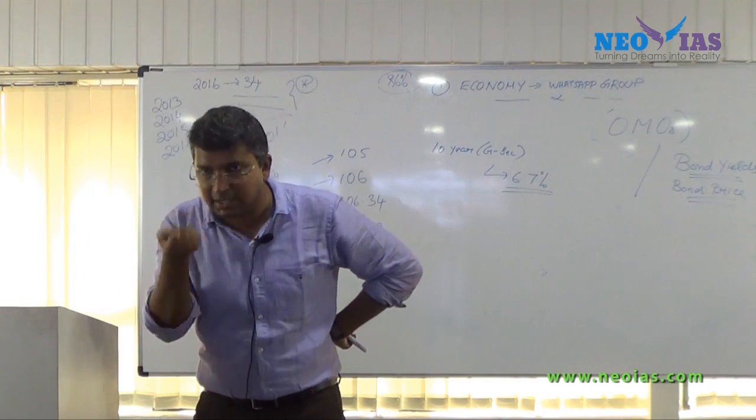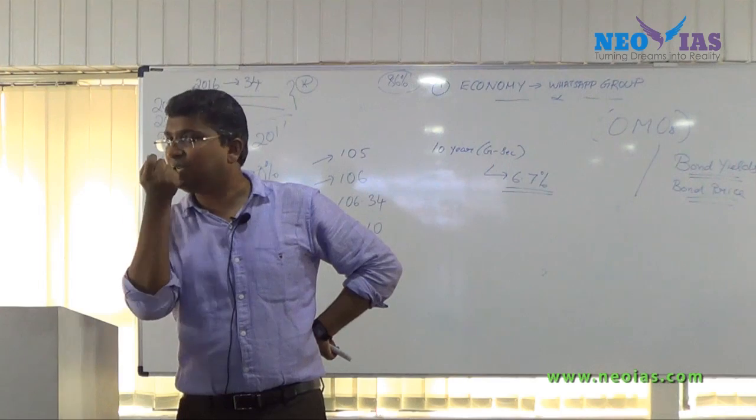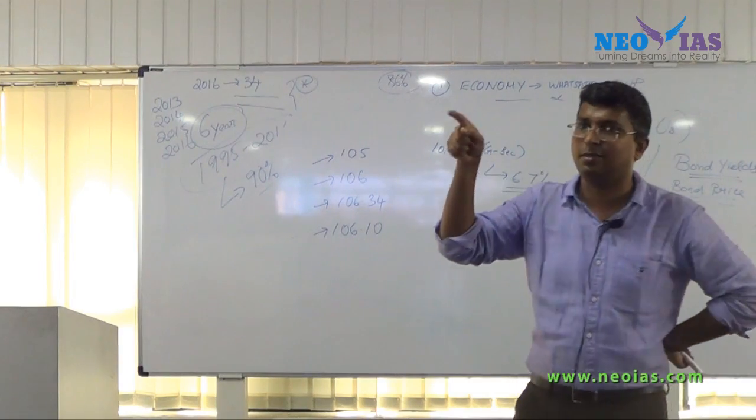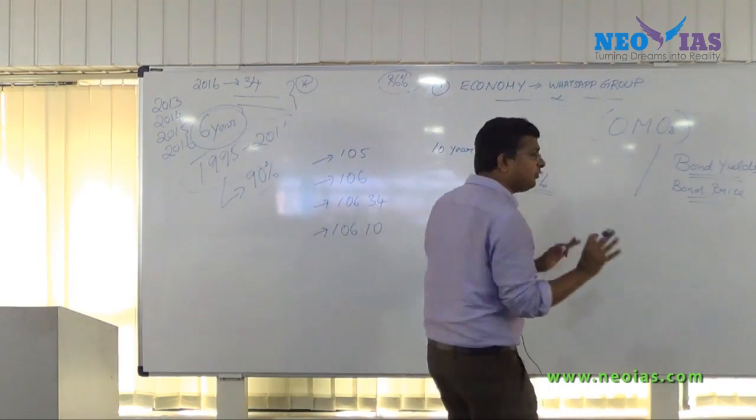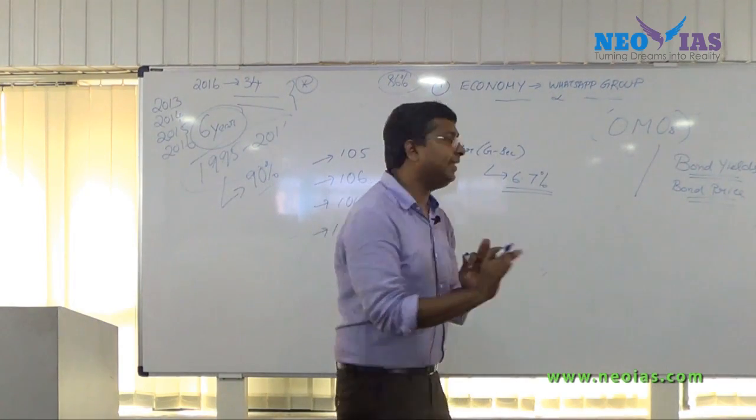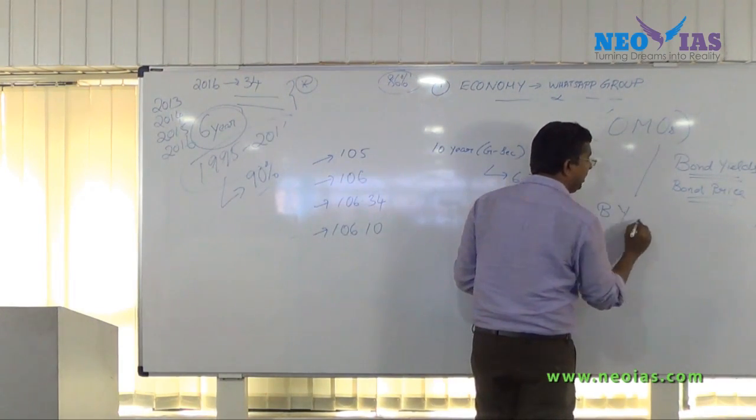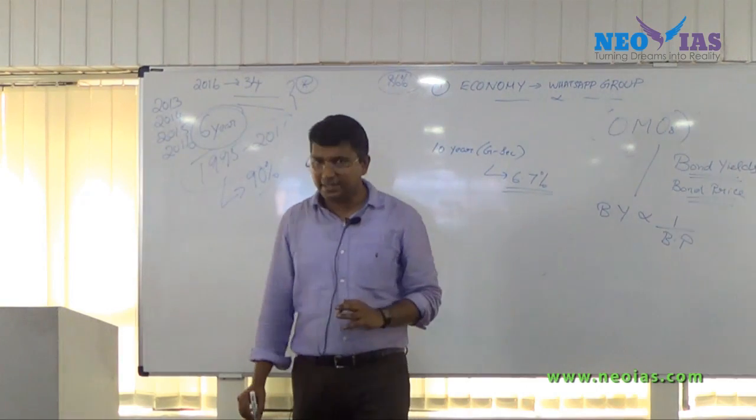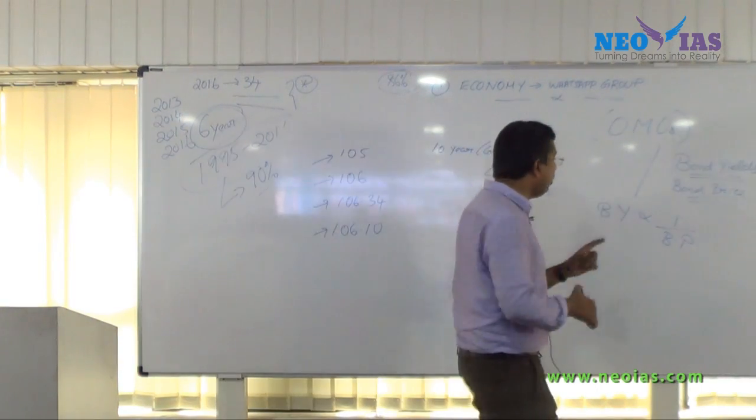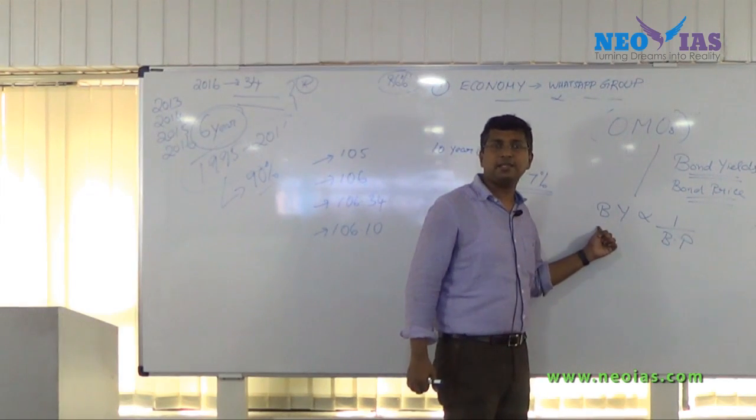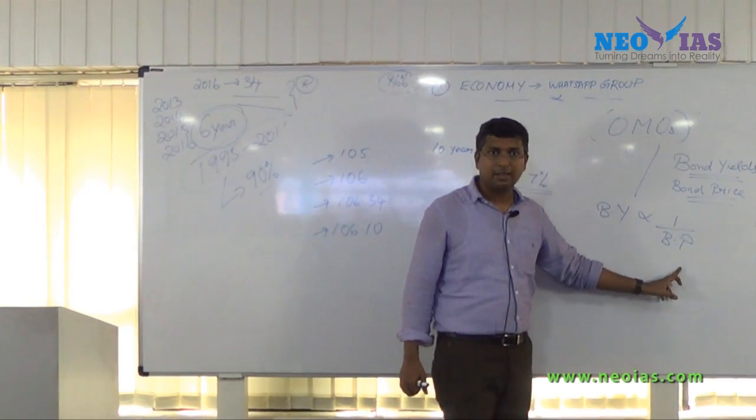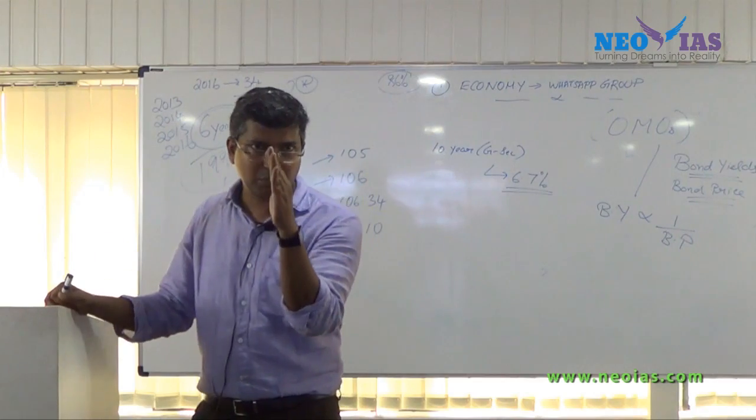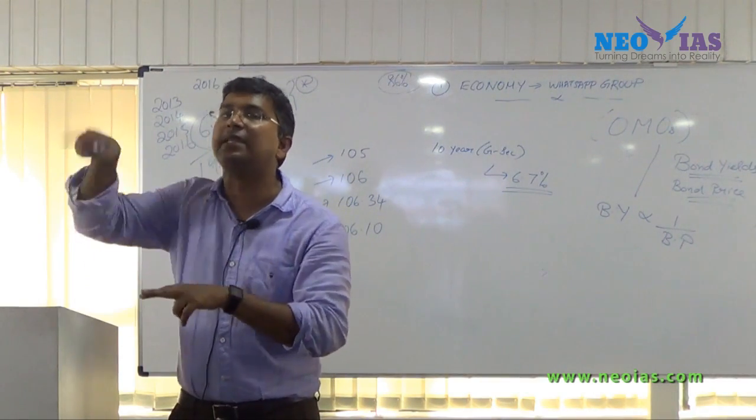Now, my question is, what will happen? The relation is very simple. The relation between bond price and bond yield is inverse. It's an inverse relation, and this is the most important point for you. The relation between bond yield and bond price is inverse, in the sense that when the bond yield increases, bond price decreases, and when the bond yield decreases, bond price increases. So this is simple.